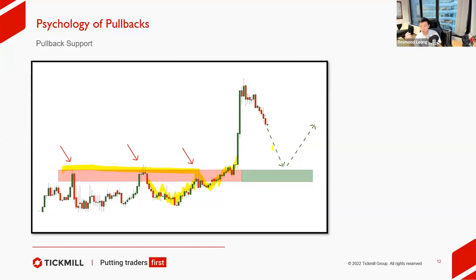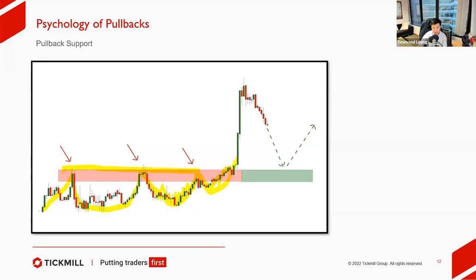Now, why does this pullback, what is the effectiveness of this pullback? Why is it so strong? So let me explain to you the psychology. If you were selling one time, you sell, oh, you know, price reverse, oh, making good money. Price comes back up to here, you're like, easy money, just sell. Sell, sure.